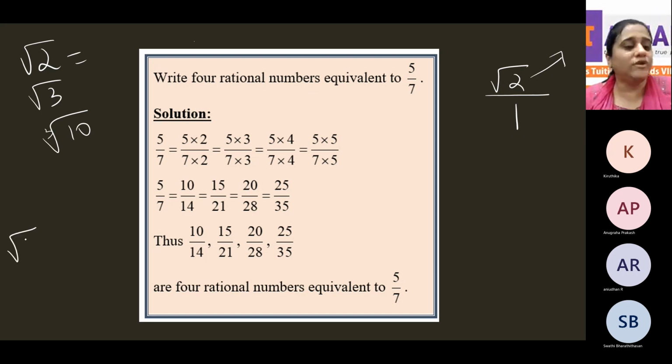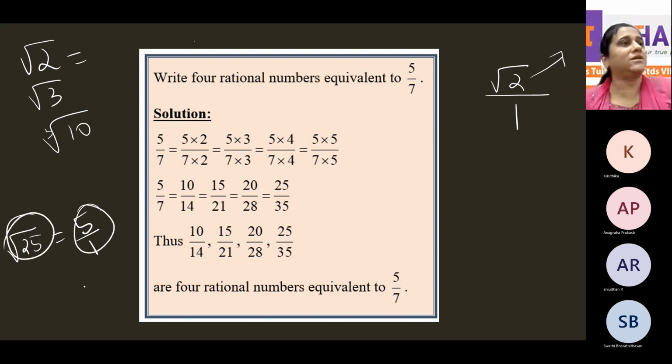Now what about the square root of 25? Square root of 25 is 5. And 5 is 5 by 1. Integer by integer. This is a rational number. So square root of 25 is also a rational number. Now don't think anything under the square root is irrational.